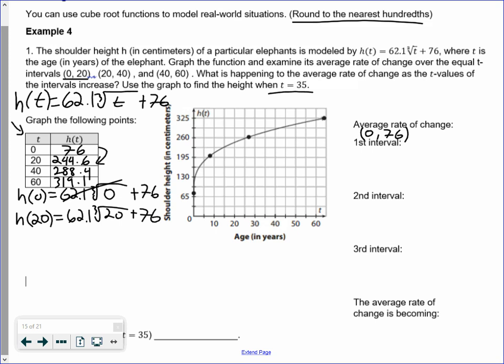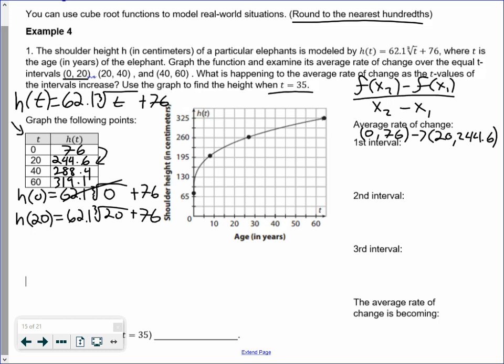So we're going to go from 0, 76 to 20, 244.6. So remember, the average rate of change formula is going to be f of x2 minus f of x1, all over x2 minus x1. So that's our average rate of change formula. It's very similar to the slope formula because it is pretty much a slope formula anyway. And the 2's and the 1's just stand for the order that the points come in.